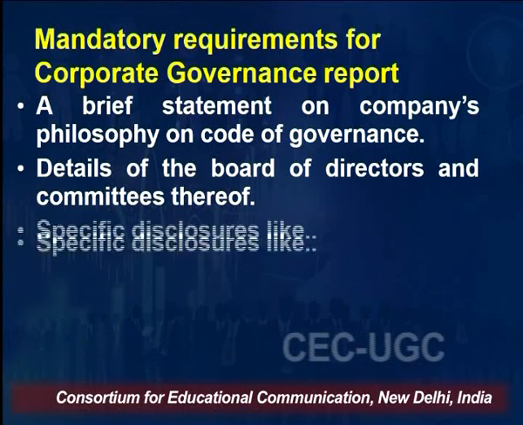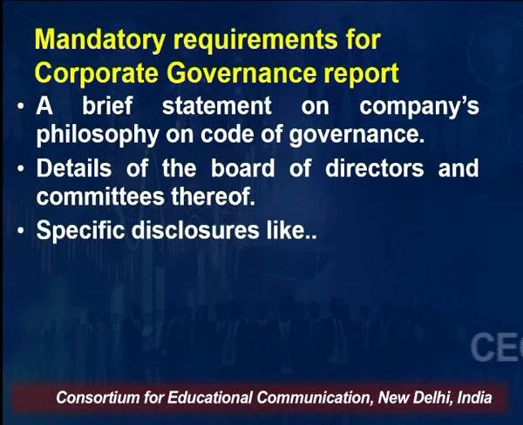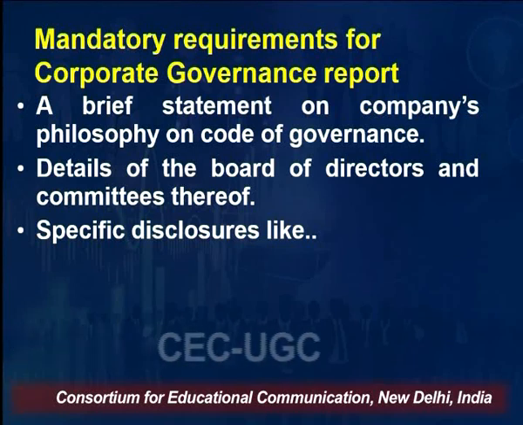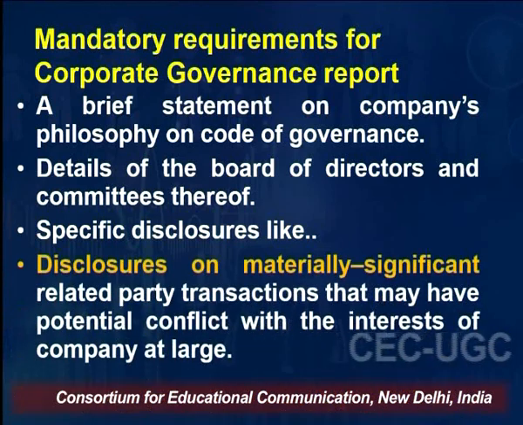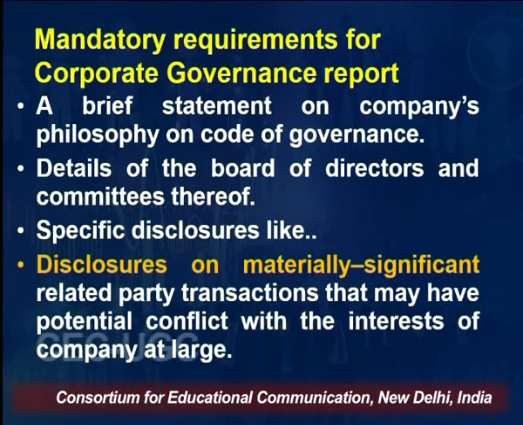If there is some committee comprising some members of the board of directors, that also needs to be explained and detailed in the annual report. Apart from this, there are specific disclosures. Suppose you have any materially significant related party transactions, that also needs to be explained here. If you as a director feel that some related party transactions may have potential conflict with the interest of the company at large, they are supposed to disclose it in their corporate governance report.